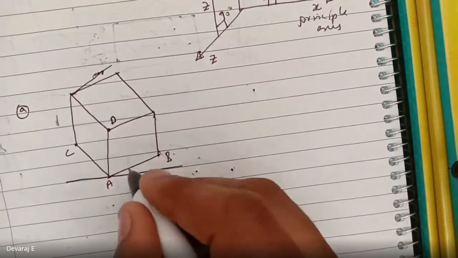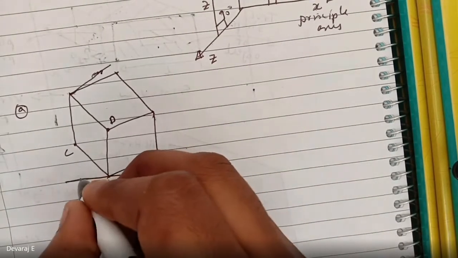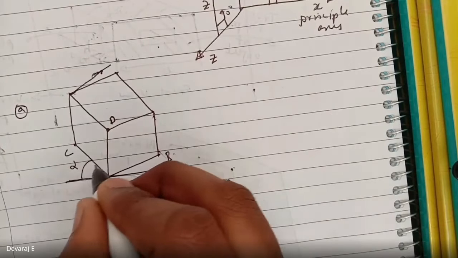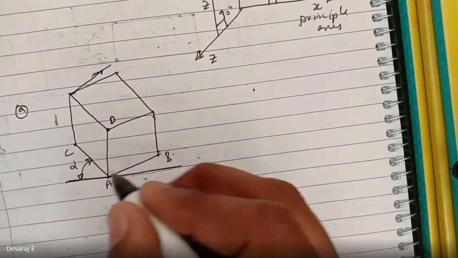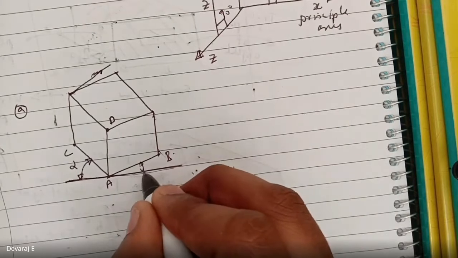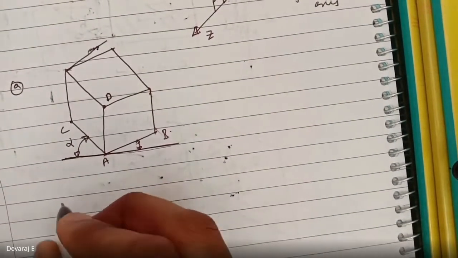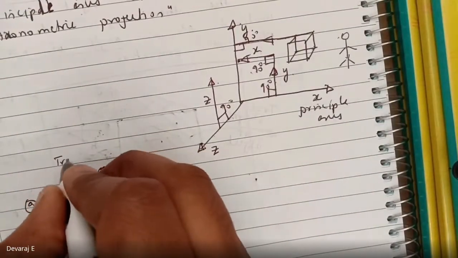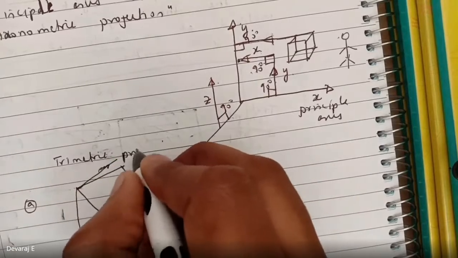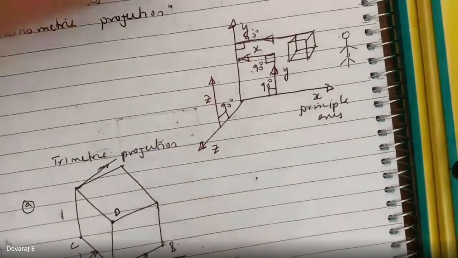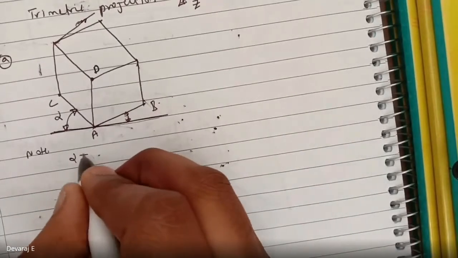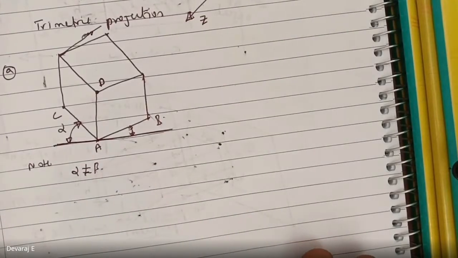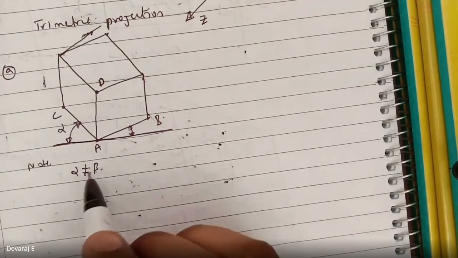Here be careful. Assume alpha is the angle from the reference line to AC, as well as beta from the reference line to AB. Always note, in trimetric projection, alpha will not be equal to beta. What is the meaning of this? Can anyone tell me? Alpha will not be equal to beta.